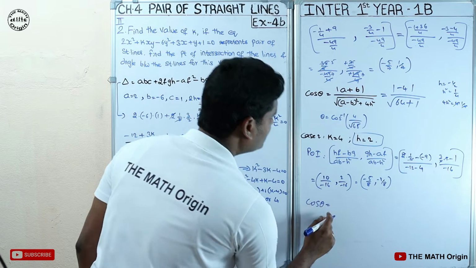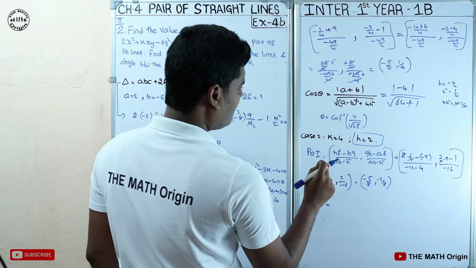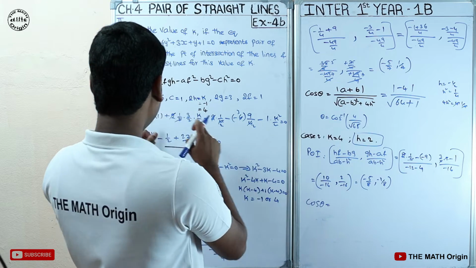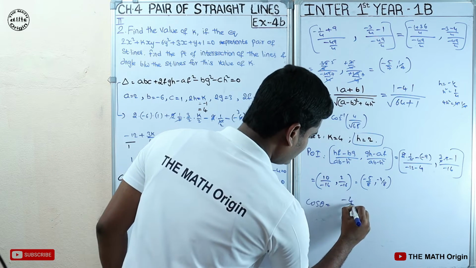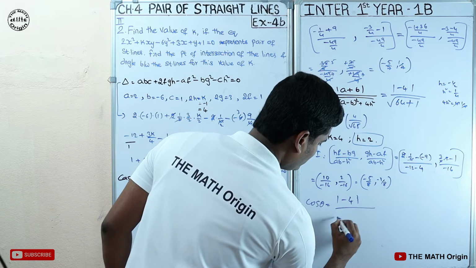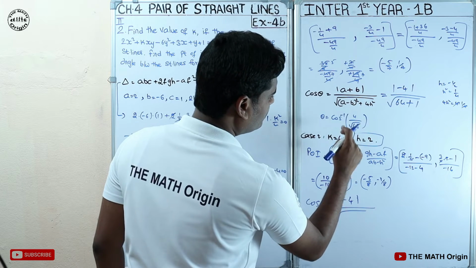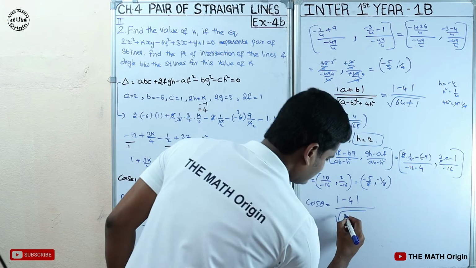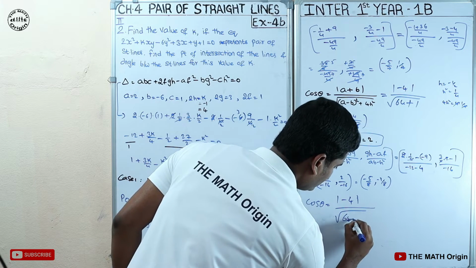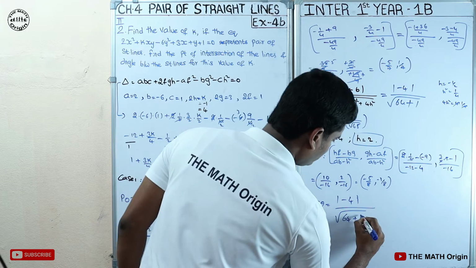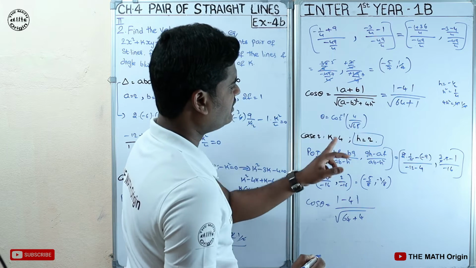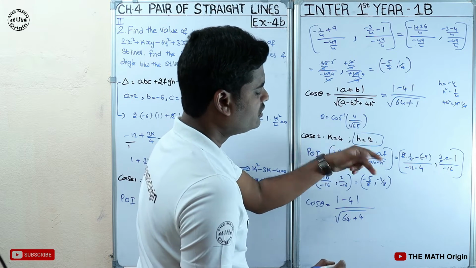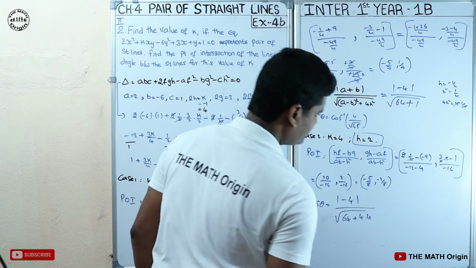Cos theta is equal to modulus of A plus B, the same value, which is minus 4, whole divided by root of A minus B whole square plus 4H square. A minus B whole square means the same value: 2 minus of minus 6, which is 8, so 64, plus 4 into 4H square. H value is 2, 2 square is 4.